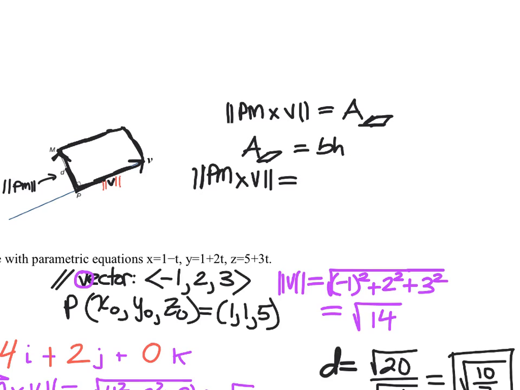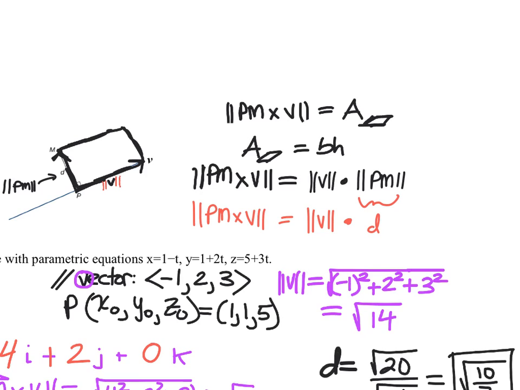So really it's just going to be the magnitude of V multiplied by the magnitude of PM. But the magnitude of PM itself is the distance that we're looking for. So distance multiplied by the magnitude of V would be equal to the cross product's magnitude. And so if I just divide both sides by the magnitude of V, the scalar value, I get the resulting value for distance. Stay away from purple there, I guess.